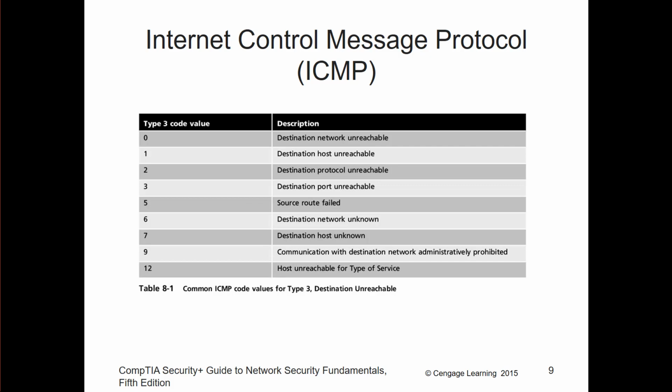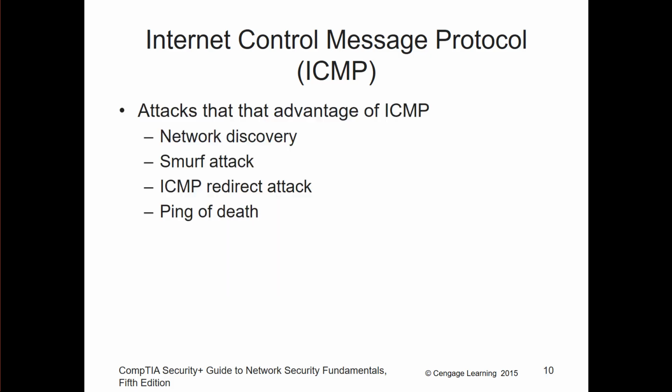Attacks can take advantage of ICMP, because ICMP is what network admins use for verifying that hosts are up. Attackers can use this for network discovery, smurf attacks, you can redirect ICMP, or you can actually have a ping of death. You can manipulate the TTL, or time to live, on an ICMP packet so that the ICMP packets don't die. They just kind of stay relevant in the network.